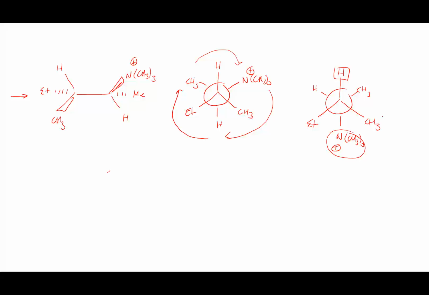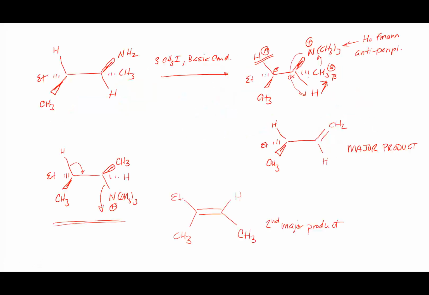So that's Hoffman. Hoffman is anti-periplanar. But again, the first product, of forming the CH3, that's the major product regardless of whether it's Hoffman or Cope, because you're always going to form the least substituted double bond. So you don't have to worry about the stereochemistry there. It's the second product you have to worry about the stereochemistry.